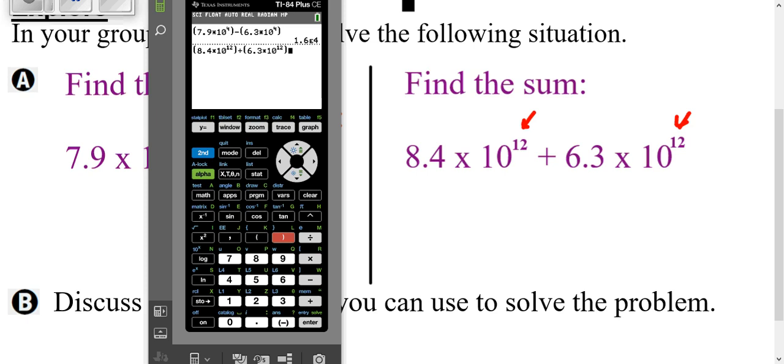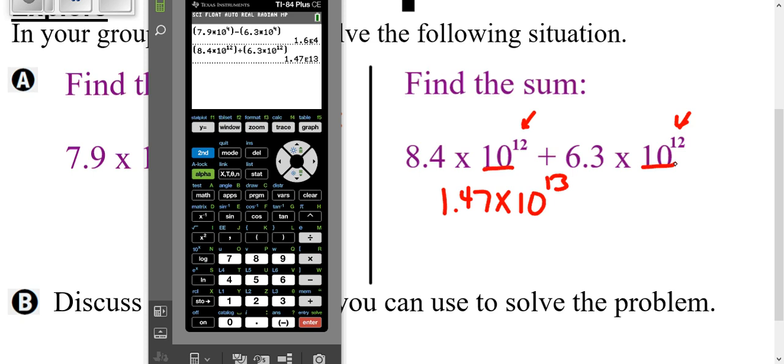All right, so I just put that into the calculator, and that is it. We're going to press enter, and we are in scientific notation mode. And so that means this is 1.47 times 10 with the exponent of 13. And basically, you realize that I said that this is 10 to the 12th and this is 10 to the 12th, and you keep it the same.